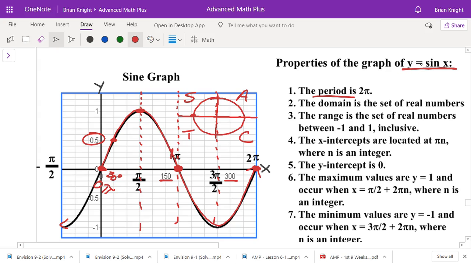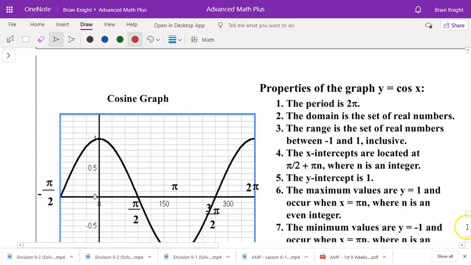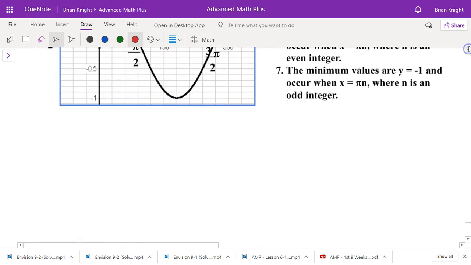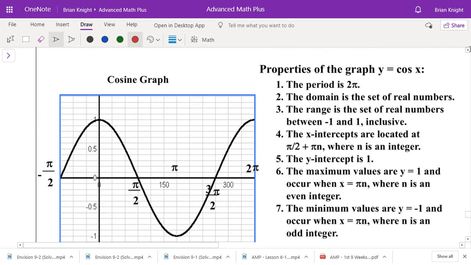All the cosine does is take this and translate it over a little bit. So we're going to do the same thing with cosine. There's the cosine one. There are the properties of cosine. But notice, here's where it was on sine, but it was crossing at 0, right? So it's just basically been shifted over 90 degrees.